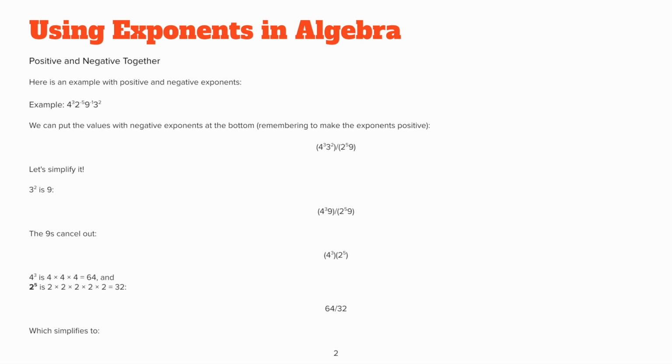Because 4 cubed is 4 times 4 times 4, which is 64, and 2 to the power of 5 is 2 times 2 times 2 times 2 times 2, so it's 32. So 64 over 32 can be simplified into 2. And this was an example for using exponents in algebra.